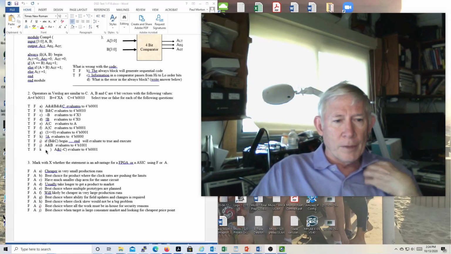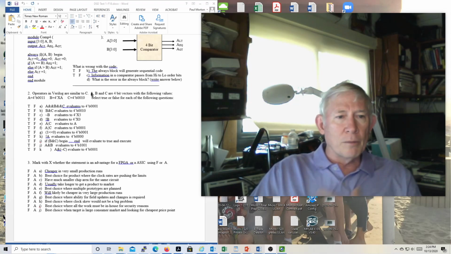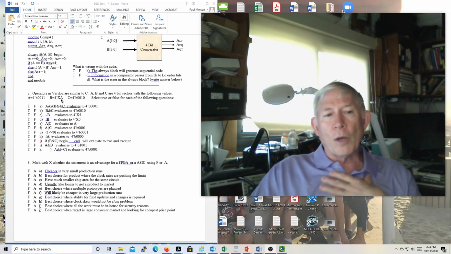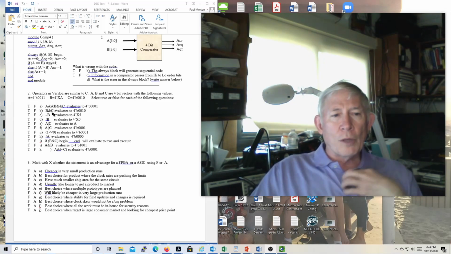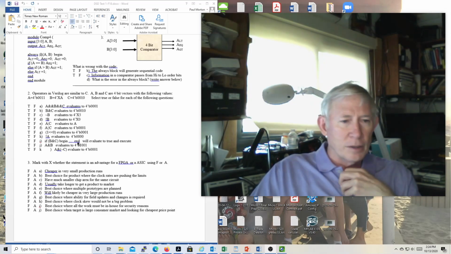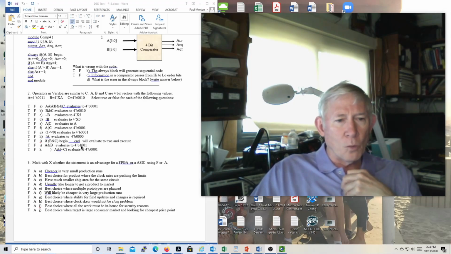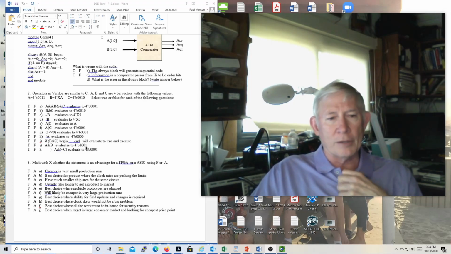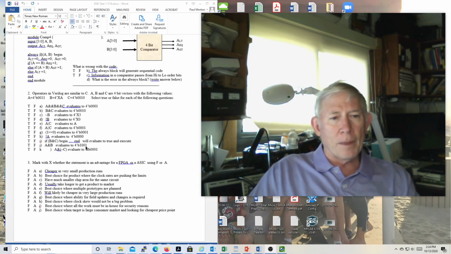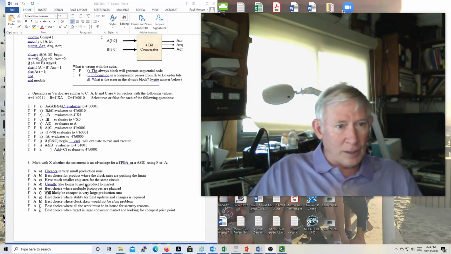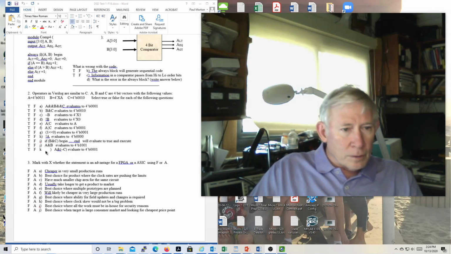So that's true. A bitwise ANDed with B evaluates to 1001. Well, A is 0011 and B is 1010. So what they're going to evaluate to is not 1001. That's incorrect. Their bitwise ANDing is going to give you 0010 for A and B. And then let's see.